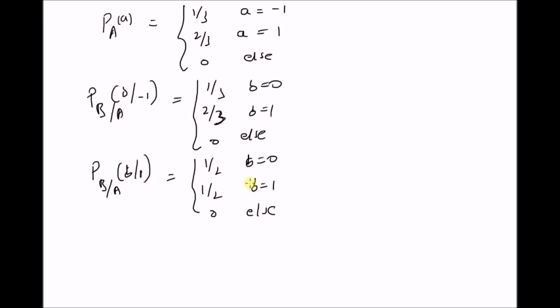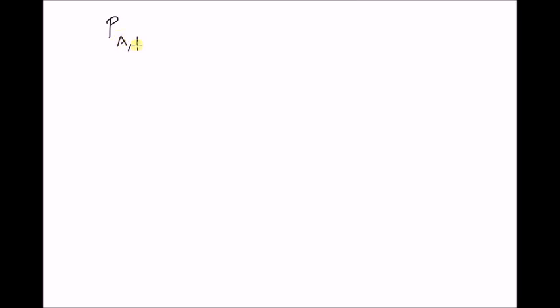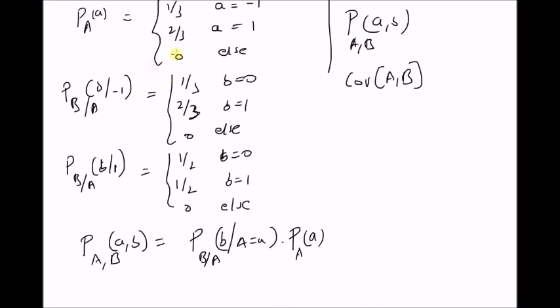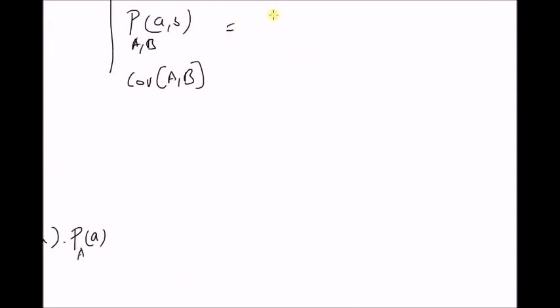So given these definitions, that is the marginal probability mass function of A and the conditional probability mass function of B given A, we want to calculate the joint probability mass function of A and B, that is P of A comma B, and also the covariance of A comma B. By definition, the joint probability mass function P_{A,B}(a, b) is the product of the conditional probability mass function of B given A at A equal to small a, multiplied by the marginal probability mass function of A. So we have the following table.